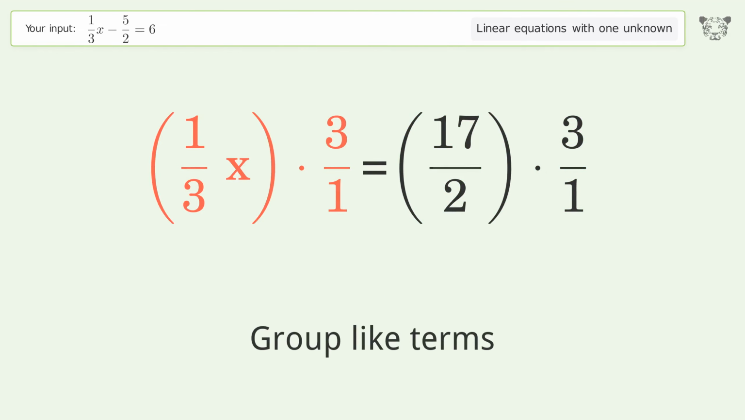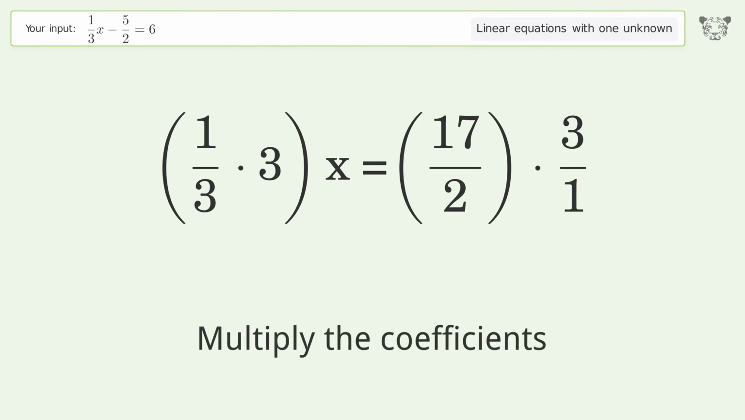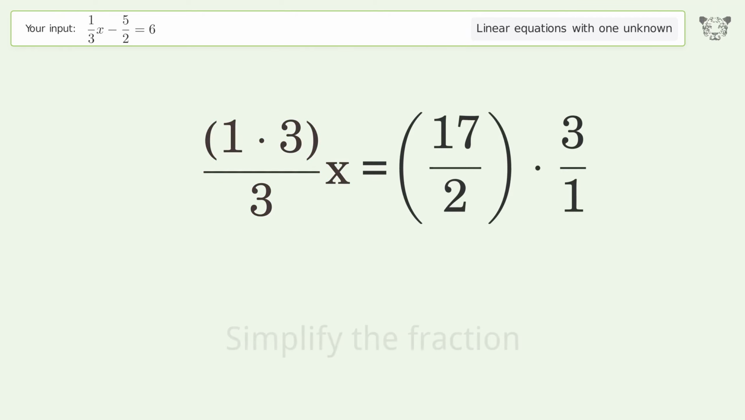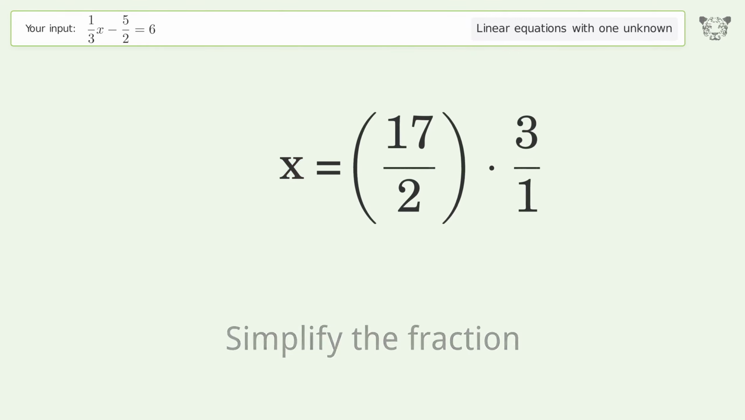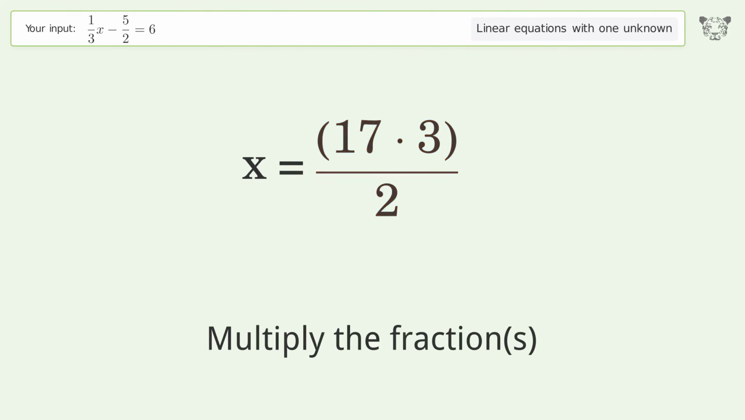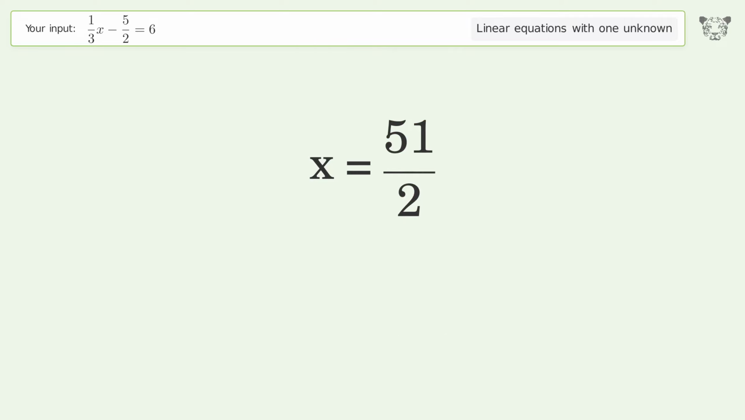Group like terms. Multiply the coefficients. Simplify the fraction. Multiply the fractions. Simplify the arithmetic. And so the final result is x equals 51/2.